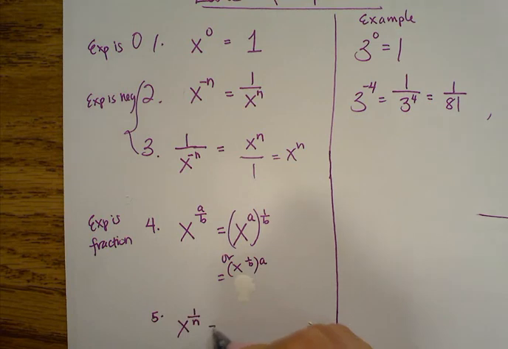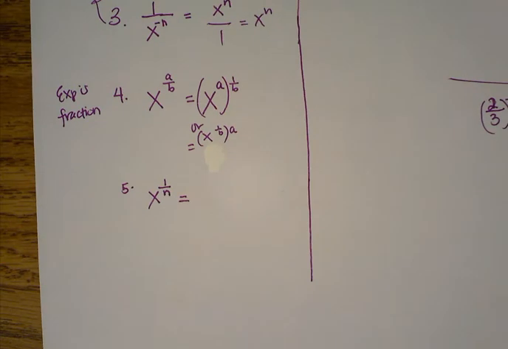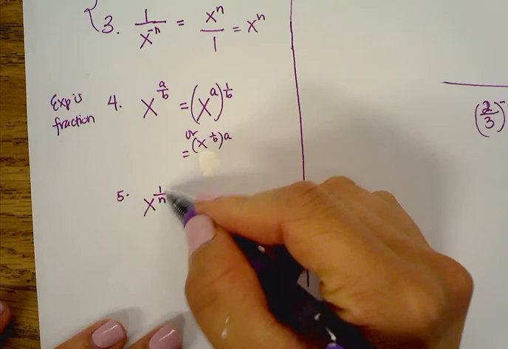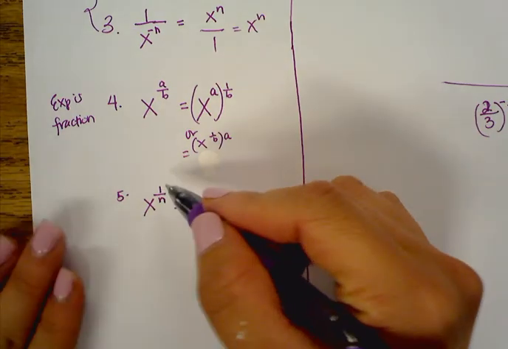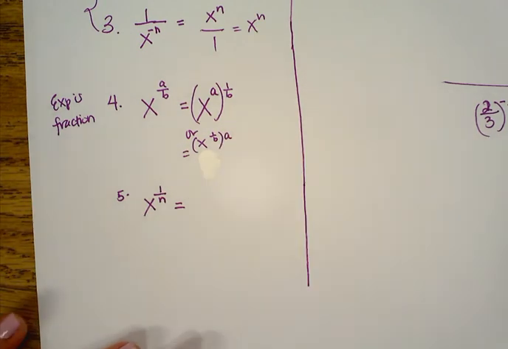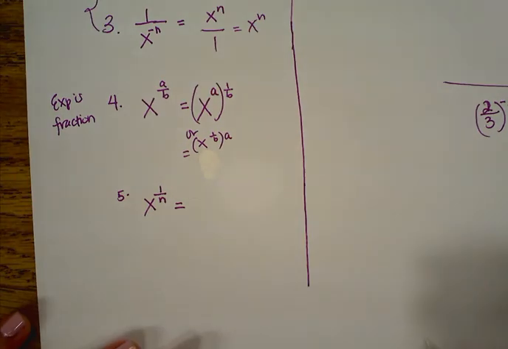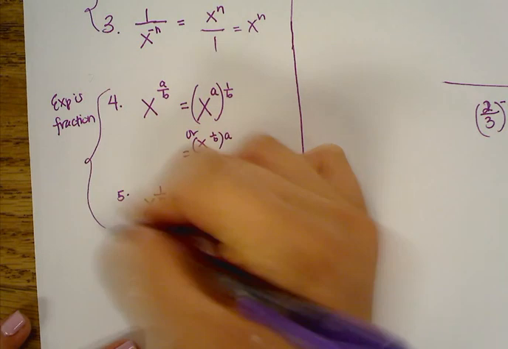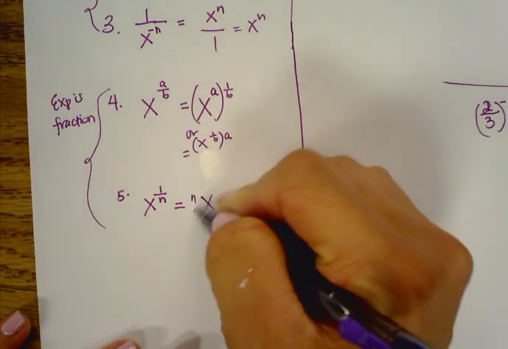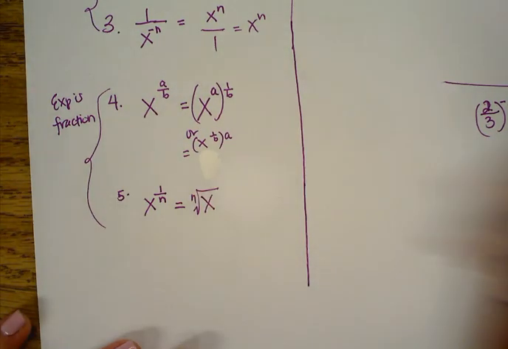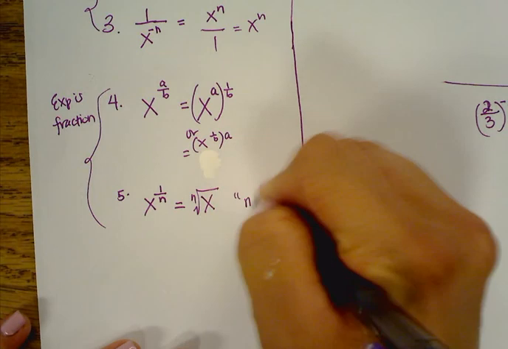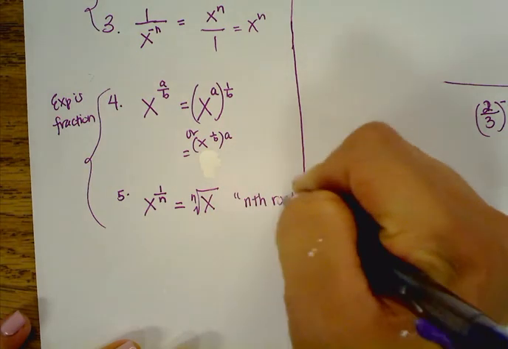Okay? What does that mean? We know what x to the n means. It means x times x times x times x, n times. But what about x to the 1 over n? That's right. It's the nth root of x, right? Whether it's square root, cubed root, fourth root, right?